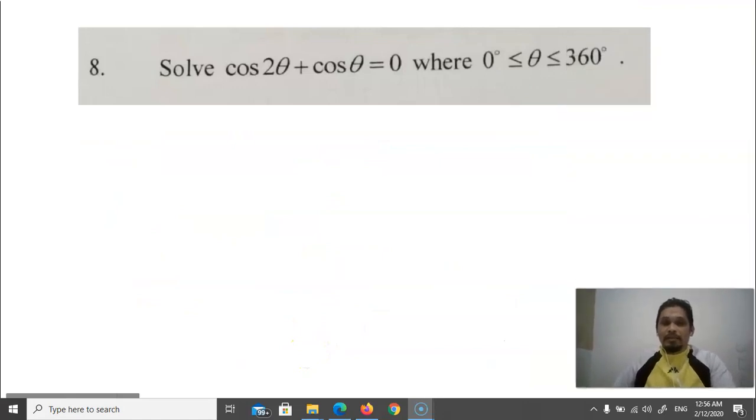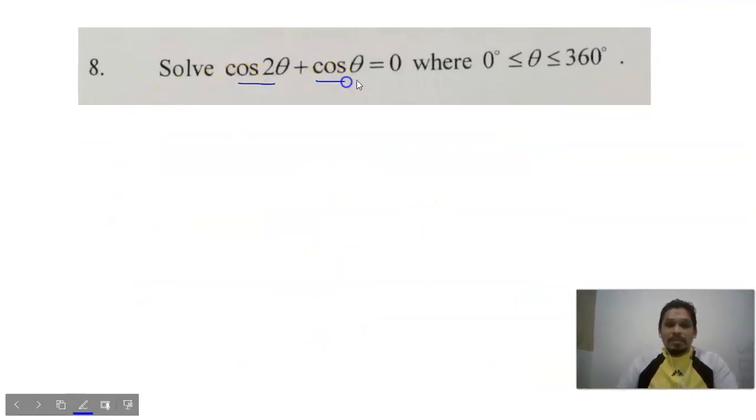Okay, now solve cos 2x plus cos x equal to 0, where theta lies between 0 up to 360 degrees. Okay, from here, cos 2x, cos 2 theta equal to something like this, right?